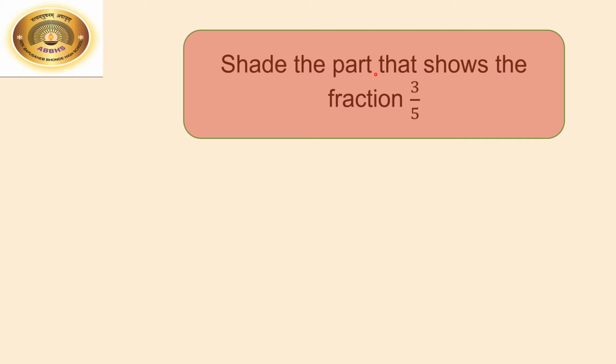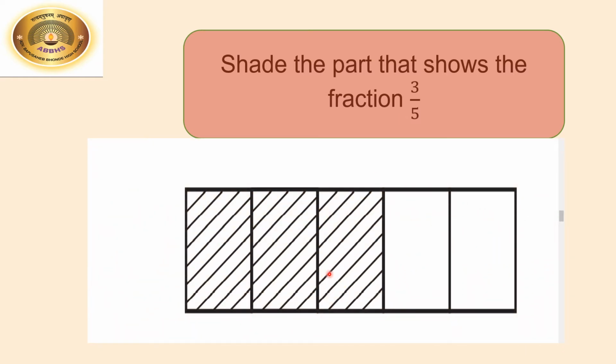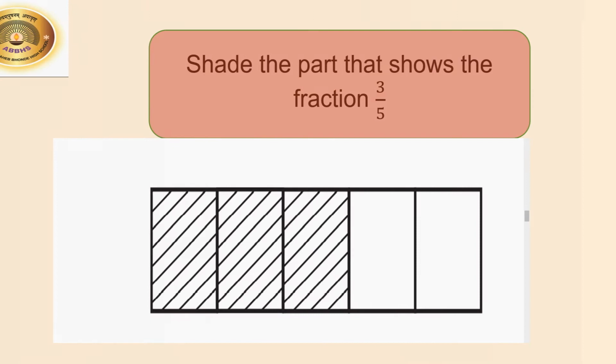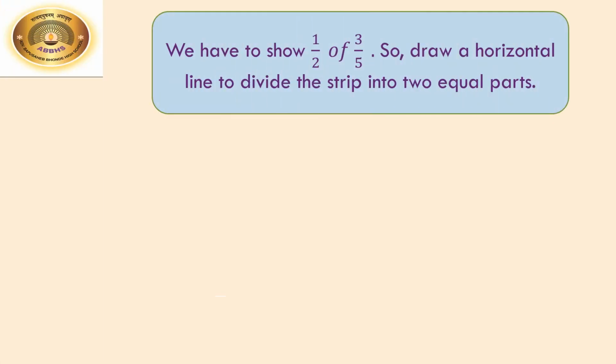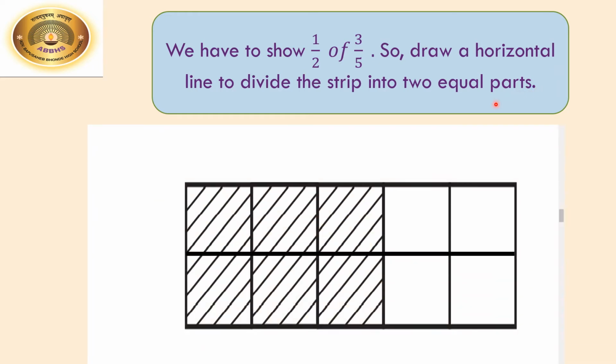Shade the part that shows the fraction 3 upon 5. Draw slanting lines in 3 parts. The part shows the fraction 3 upon 5. We have to show 1 upon 2 or half of 3 upon 5. So draw a horizontal line to divide the strip into 2 equal parts.